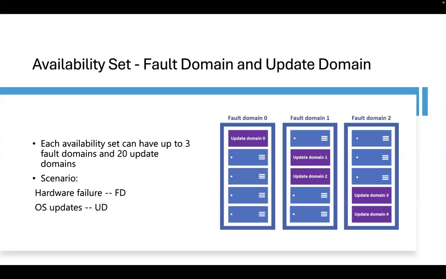Okay. And each availability set can have up to 3 fault domains and 20 update domains. So each availability set will have 3 fault domains and at most up to 20 update domains. Okay.